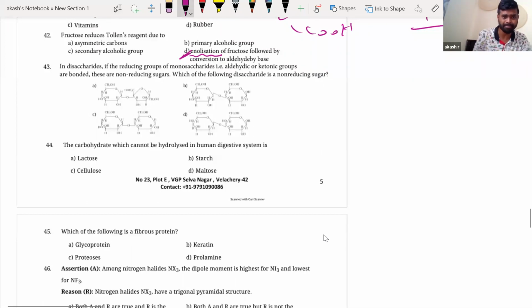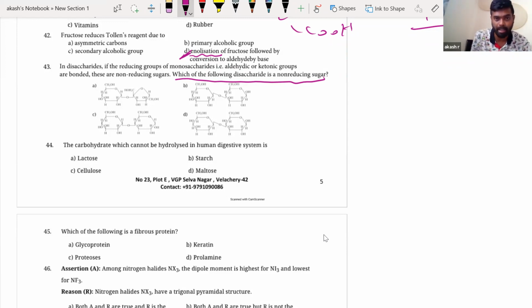Okay, next. In the following disaccharides, if the reducing groups are monosaccharide, ketonic groups are bonded, these are reducing sugars. Which of the following disaccharides is a non-reducing sugar? Now we know what I have to look for: I have to look for a hemiacetal. If a hemiacetal is present, it is going to be a reducing sugar. If it is not present, a non-reducing sugar.